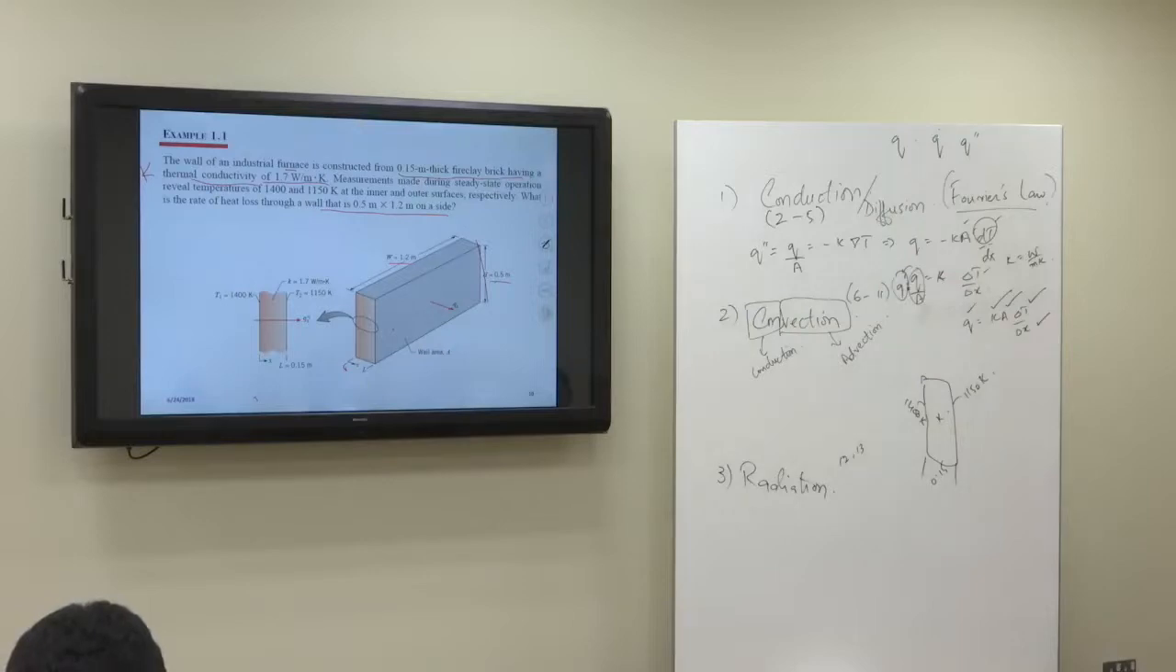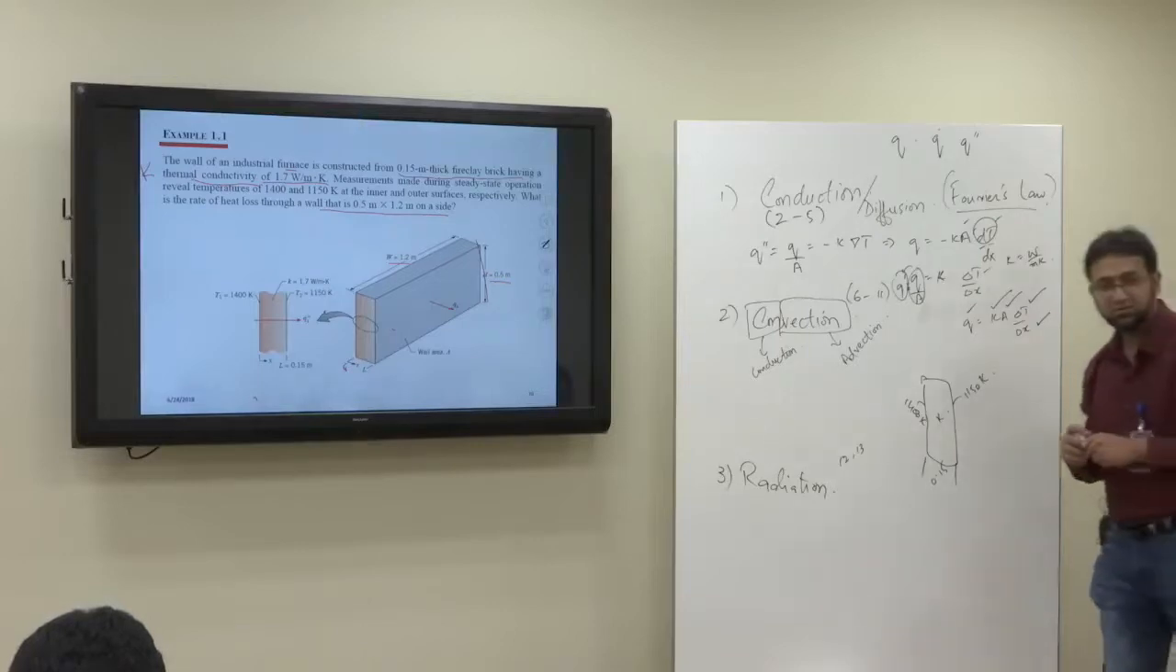So now it's just a matter of substituting values. So substitute all the values and you get the answer. Is it clear or not? Yeah.